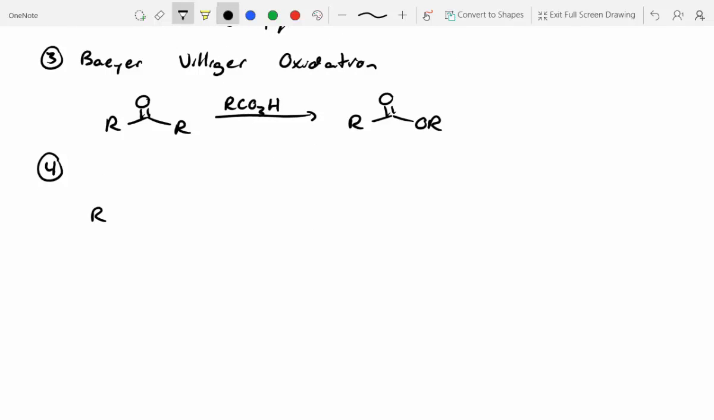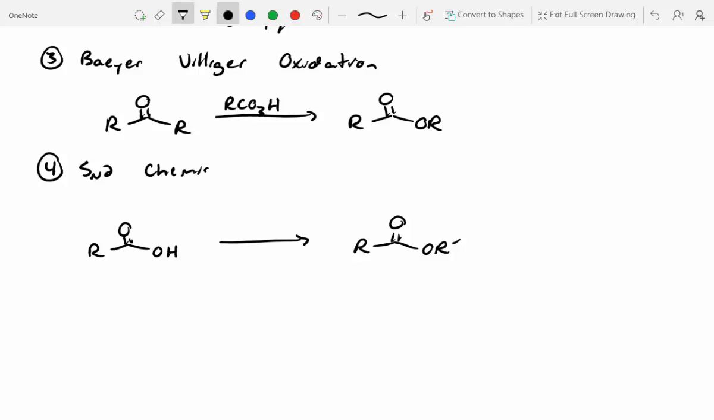What if we want to convert a carboxylic acid into an ester? How can we convert a carboxylic acid into an ester? Yeah, exactly. SN2 chemistry. So first thing we want to do is deprotonate our carboxylic acid and then use it as a nucleophile. We saw this a long time ago. However, that R group needs to be primary or a methyl group. It can't be secondary. Typically that reaction is just too sluggish.